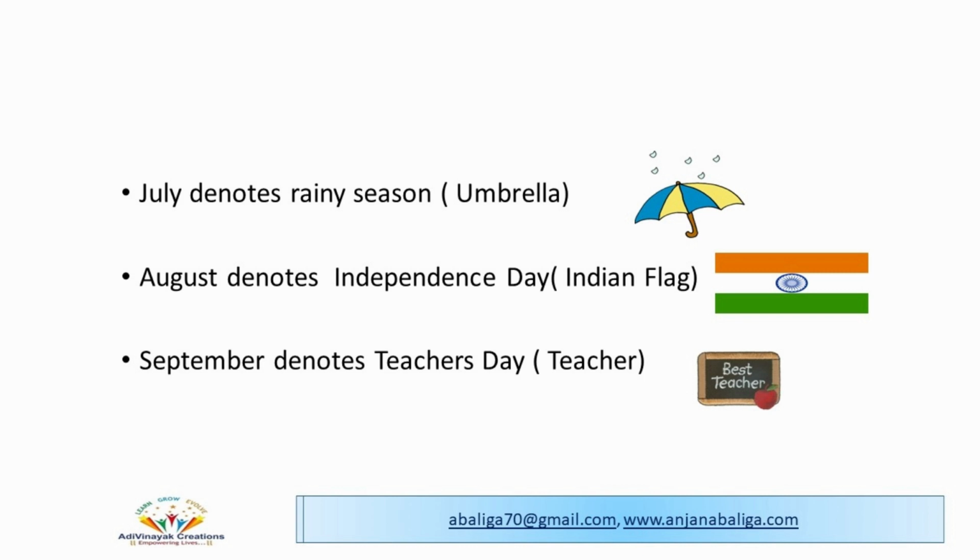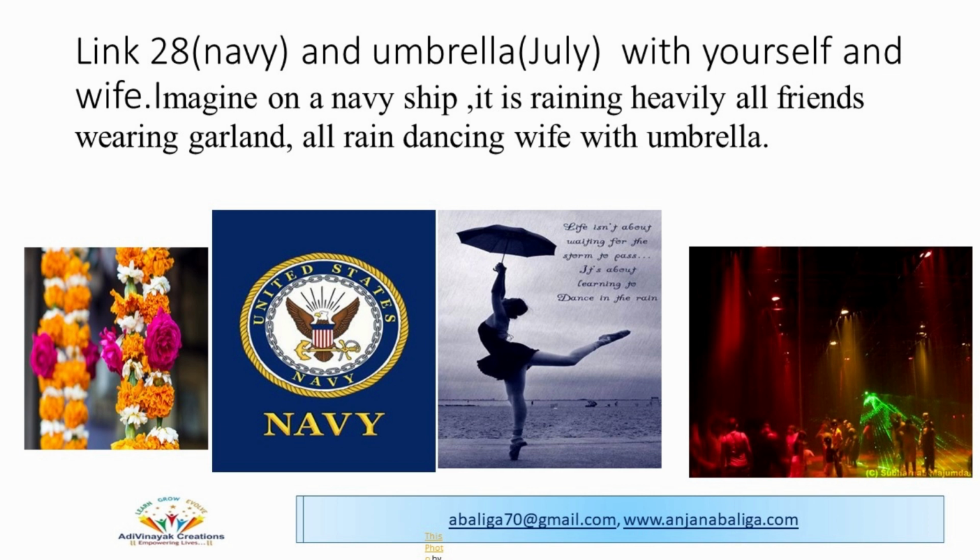Now if your anniversary was in August, you could take flag, and if it was in September, as I have shown earlier for the sister's anniversary, teacher was the code. So now you have to make the image with the umbrella, your wife, yourself, the navy ship together and along with the garland. So now let's take that everybody on this navy ship is having a rain dance party. Everybody is dancing in the rain, and you can visualize your wife dancing in the rain with an umbrella too.